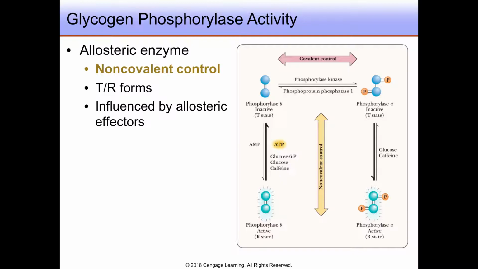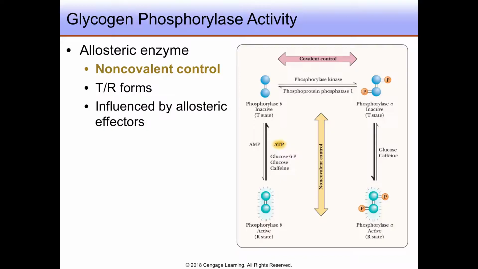Let's consider the example of glycogen phosphorylase. As you will learn later, this is a key allosteric enzyme that releases glucose molecules from glycogen stores. You can think of this enzyme as allowing us to open our cabinets and take out the food we need when current resources are limited.